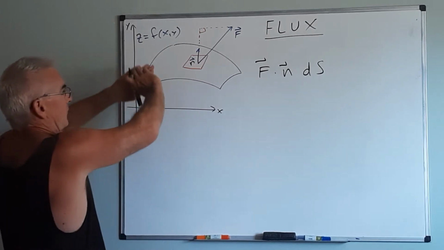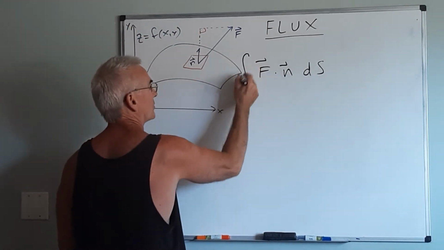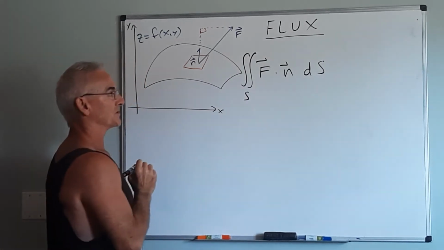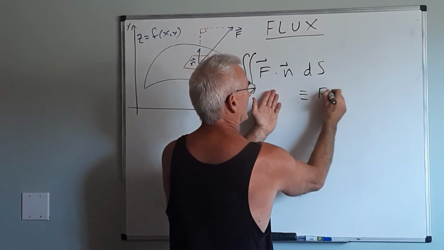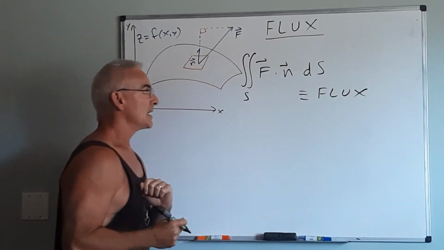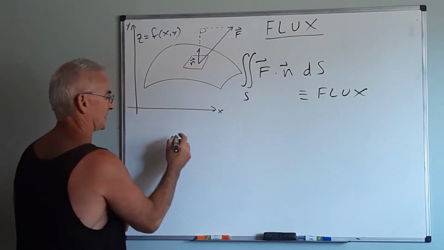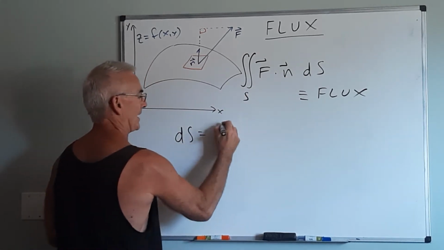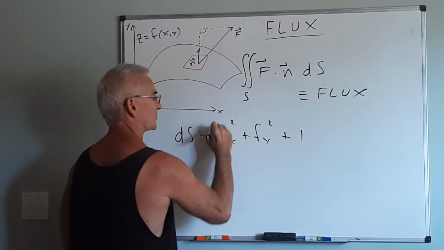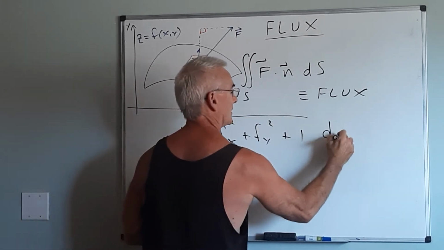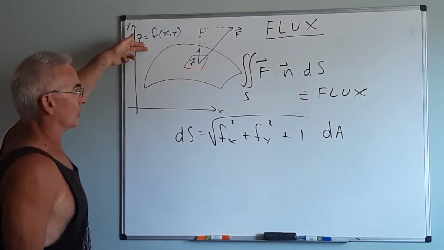point. So now if we said let's add all of them up over the entire surface, then of course we would be integrating this thing over the surface, and this quantity right here is what we define to be the flux. Now we already know how to find the dS. dS, as we've seen before, the surface area parameter, is the square root of f_x squared plus f_y squared plus 1, integrated with respect to A, where z equals f of x, y is currently our surface.